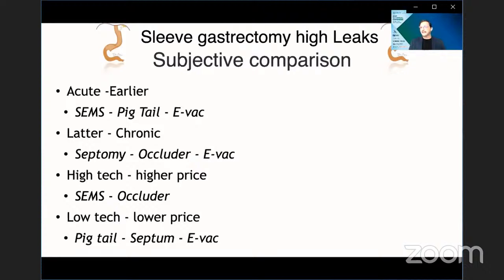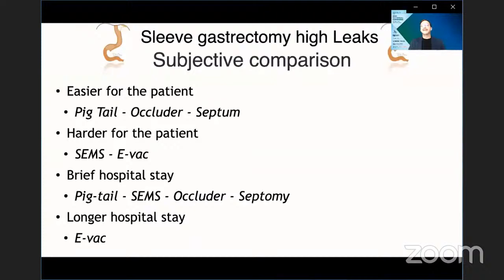So a little bit down the road, pigtails can go with minimal adverse events, and even EVAC. Later, for later leaks, septotomy and occluder or EVAC goes in that direction. If you want to use high tech with a higher price, the stents and the occluder for sure. With low tech, lower price, the pigtail, the septotomy, and the EVAC. So you choose based on the expertise available, the availability of technology you have.